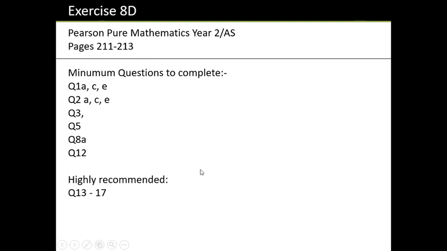Final bit is to have a go at these questions here. As a bare minimum for this exercise, you need to be doing these questions here, but ideally you really need to be stretching yourself and having a go at these harder questions too.